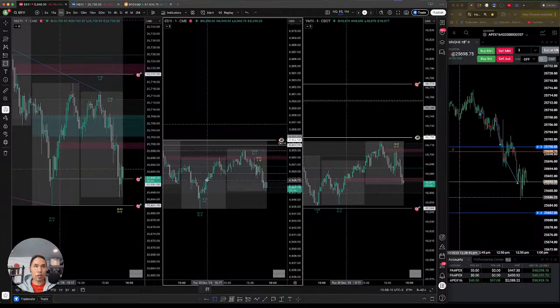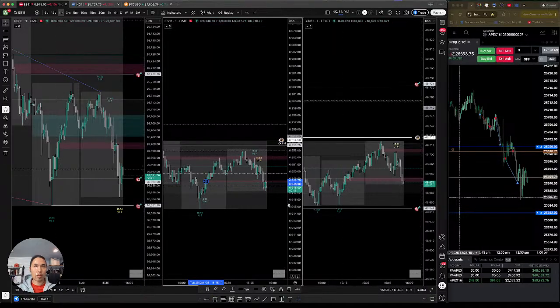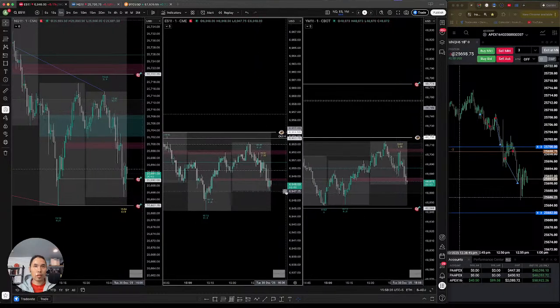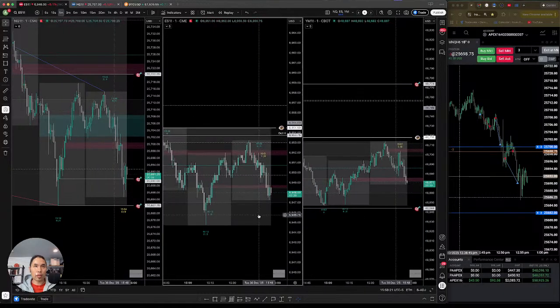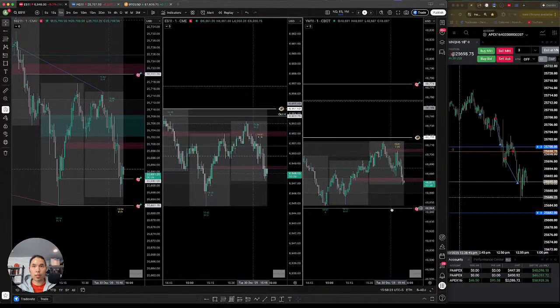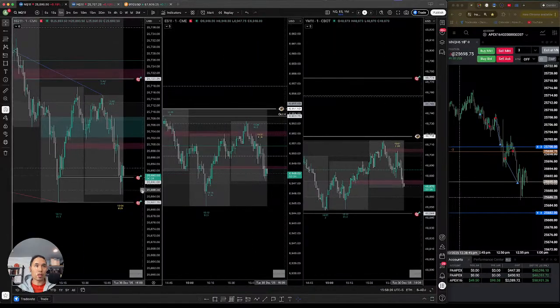So a small little SIBI here. Let's see it close below and continue to use as resistance. Okay, I think we should head lower here.